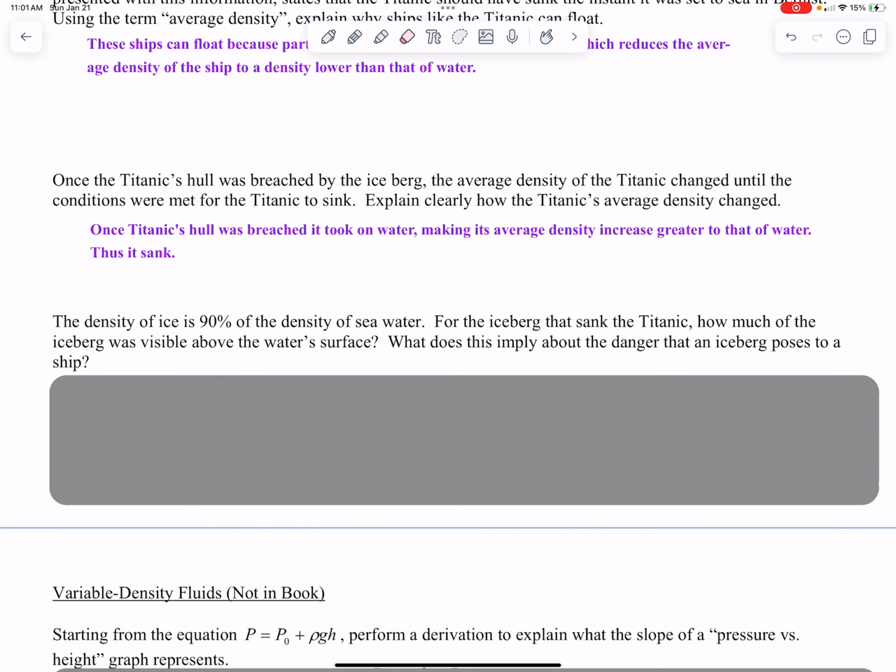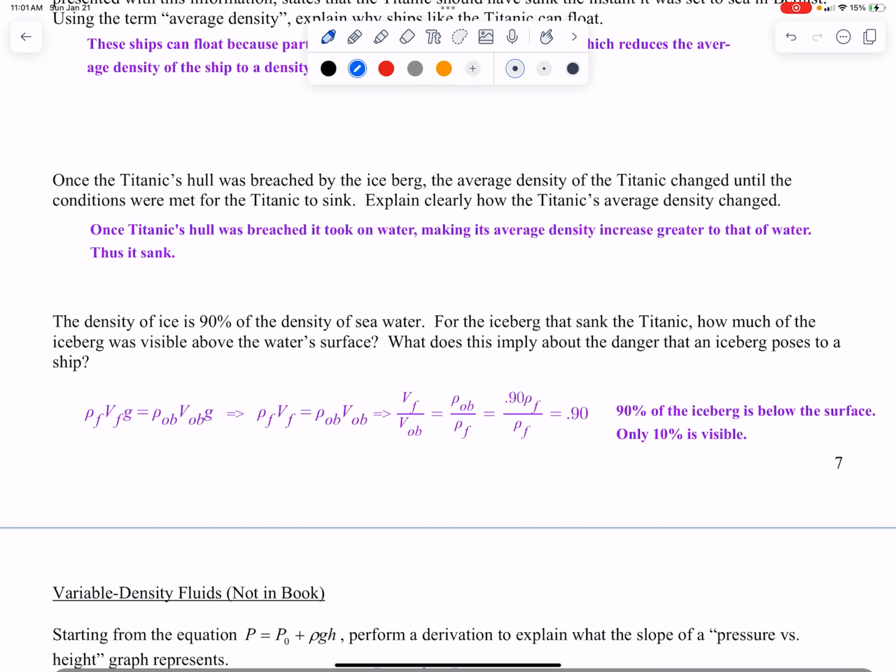The density of ice is 90% of the density of seawater. For the iceberg that sank the Titanic, how much of the iceberg was visible above the water surface? What does this imply about the danger that the iceberg poses to a ship?